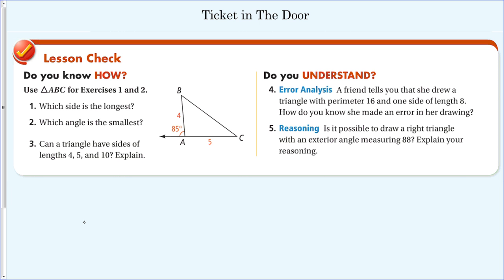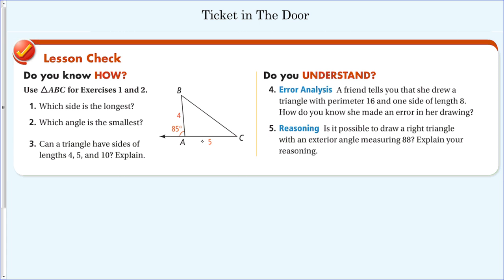Number 1, use triangle ABC for exercises 1 and 2. So we're going to use this triangle right here for 1 and 2. It says, which side is the longest? Side AB, side BC, or side AC? You got to find which side is the longest. Number 2, which side is the smallest? Okay, so you got to find which side's the smallest.